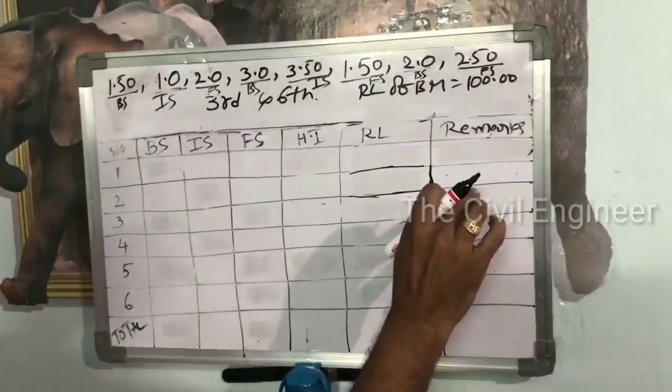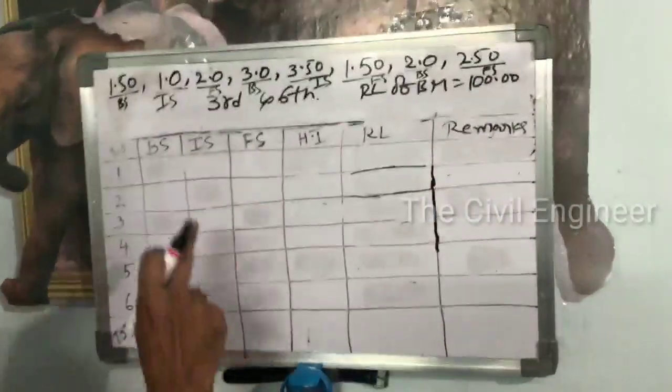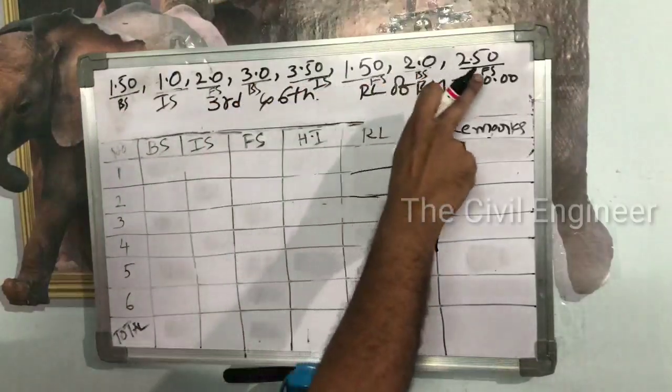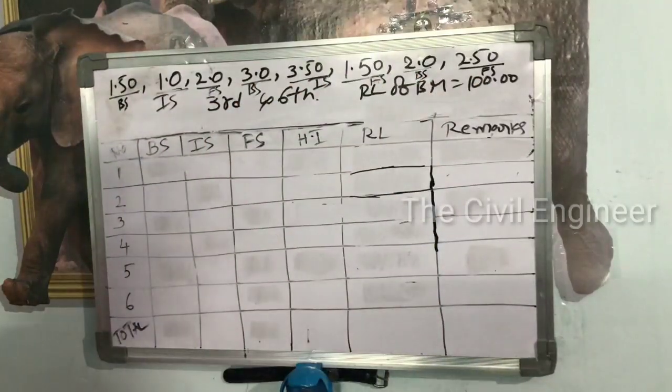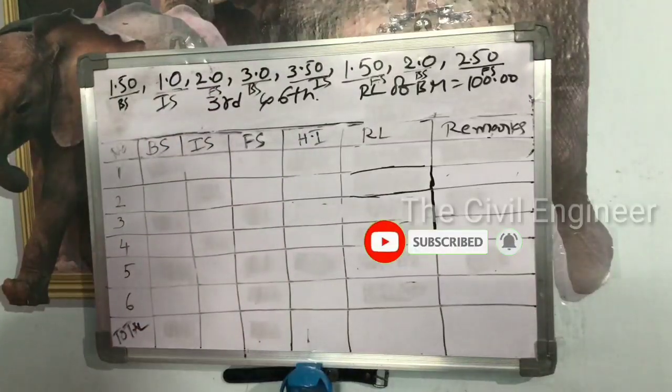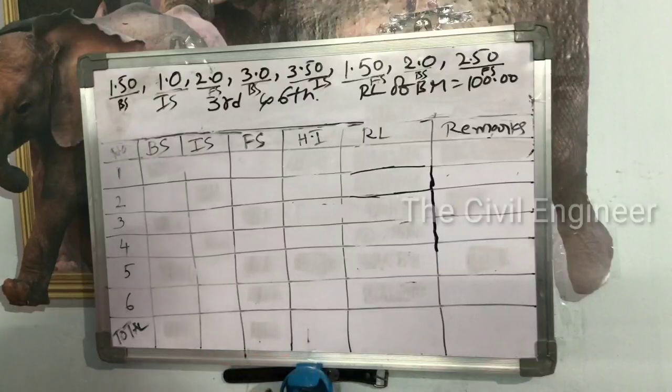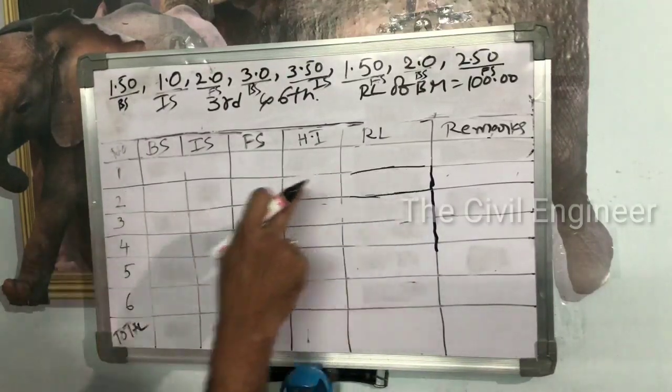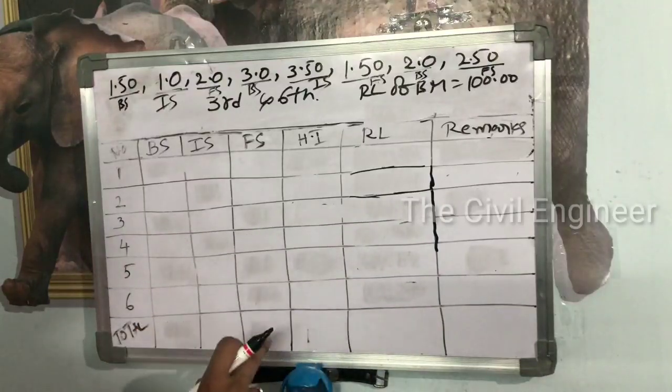And the number of rows, generally the number of rows are, how many total staff readings are here? Here the staff readings are 8 staff readings. The instrument was shifted after 2 staff readings. So 8 minus 2, that is 6 staff readings. So 6 rows are to be drawn here.